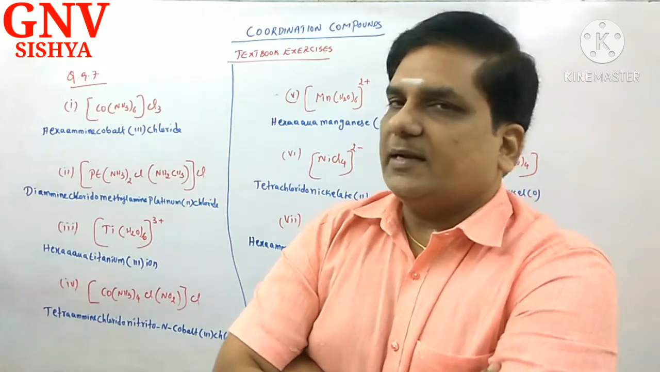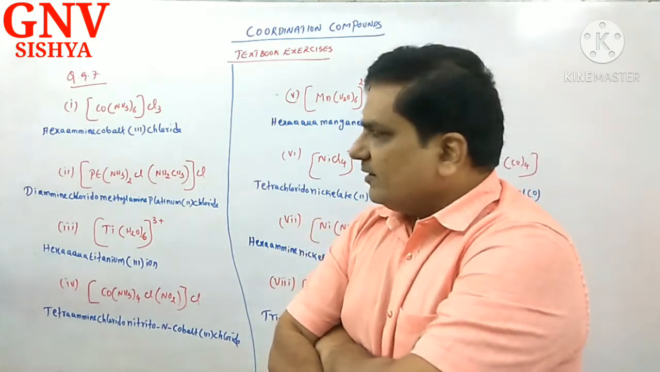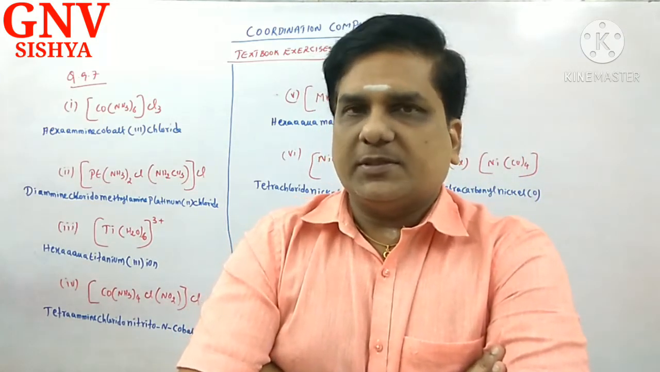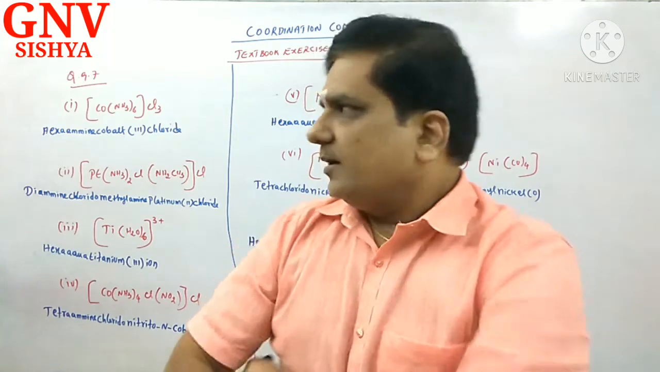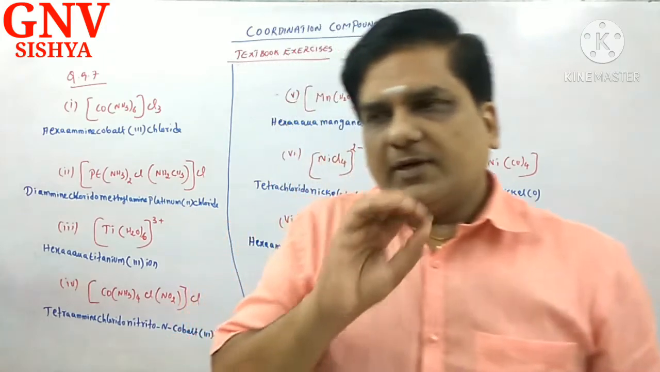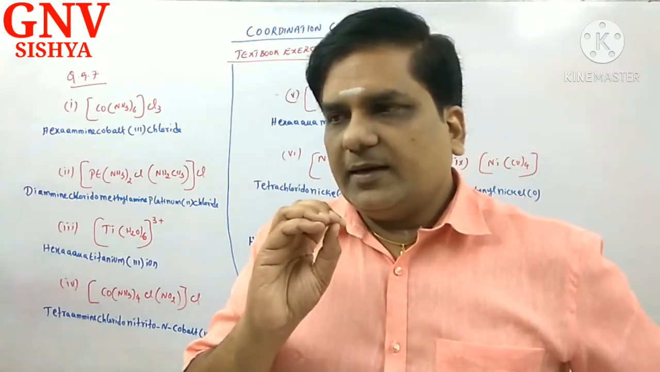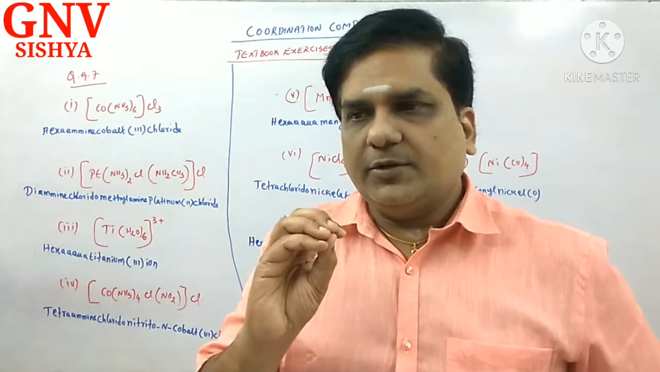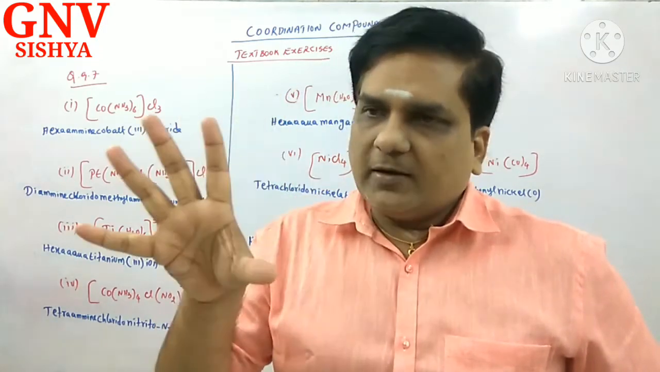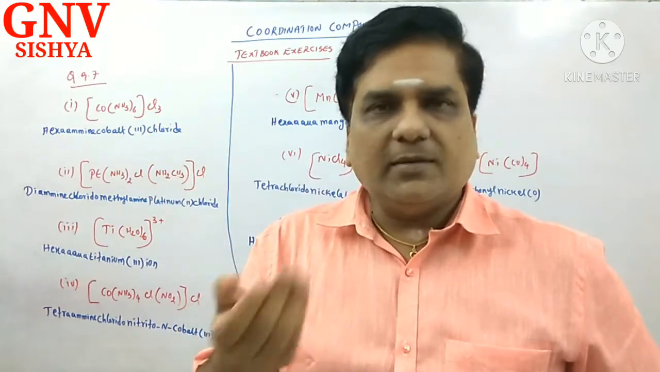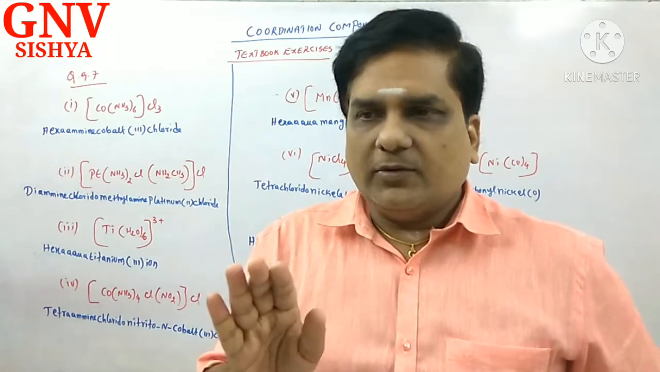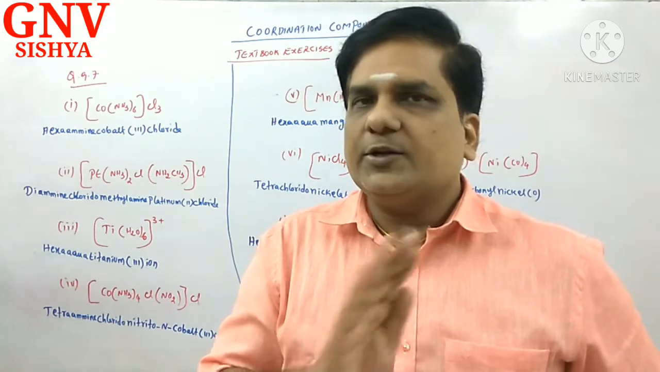Question number 9.7. You are given formulas and asked to name them according to IUPAC norms. Formula, name, formula, name. The important highlighted points I have mentioned: first, you should identify the type of the complex. You have to split the complex and find out the charge of the central metal ion. After that, check the coordination number. After that, identify the counter ion. The counter ion should be named and it should not be numbered.